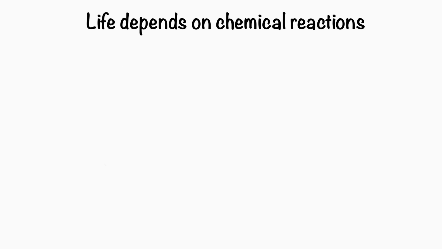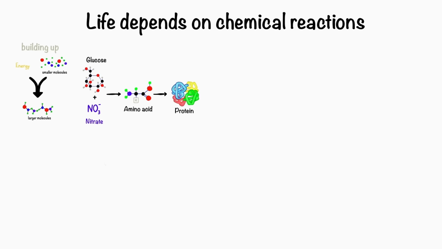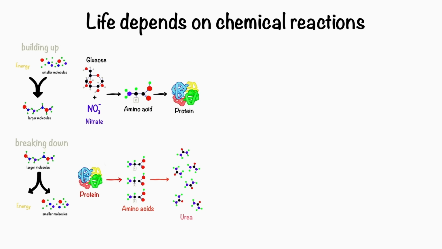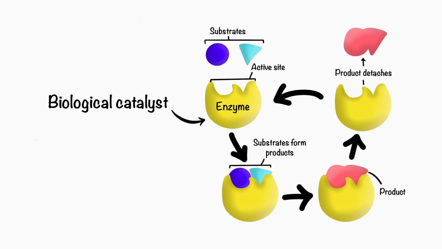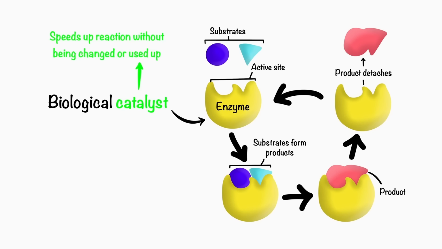Chemical reactions are essential for life. They build the molecules your body needs, break down food for energy, and allow your cells to communicate. But these reactions would be far too slow without help. This is where enzymes come in. Enzymes are biological catalysts produced by living organisms. A catalyst is a substance that speeds up a chemical reaction without being changed or used up itself.